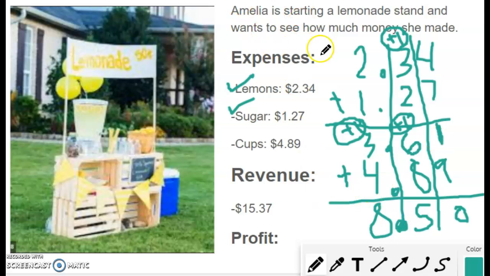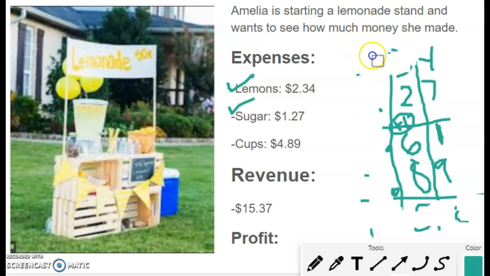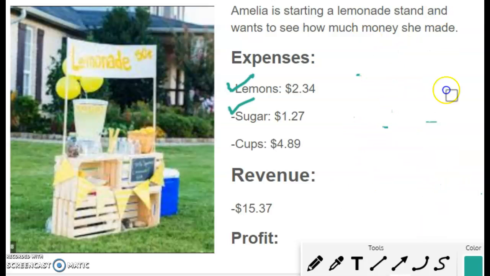So it cost her, I'm going to erase all of this, it cost her $8.50 just to start her lemonade stand. So she went to the store and she bought all these things and her receipt was $8.50. So that is money that she is taking out of her pocket, right? So $8.50.